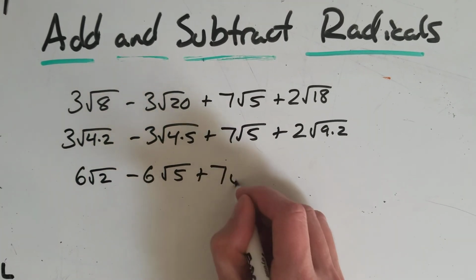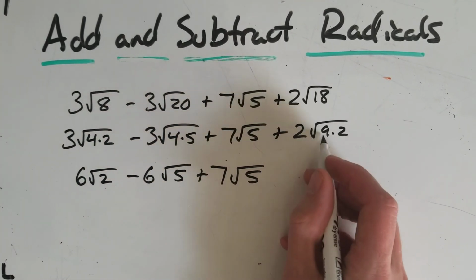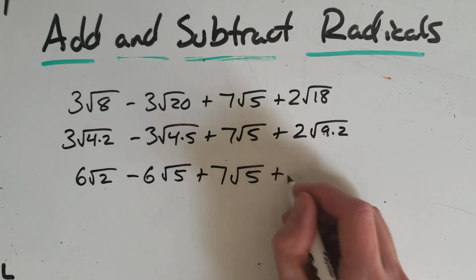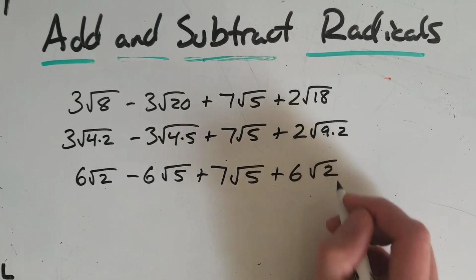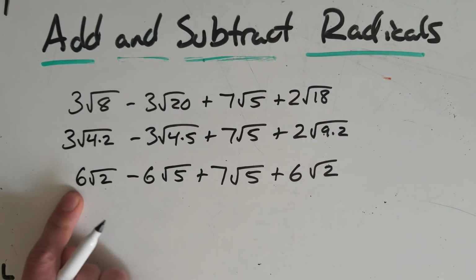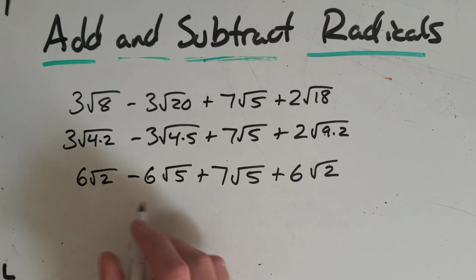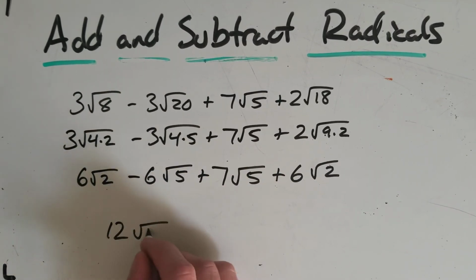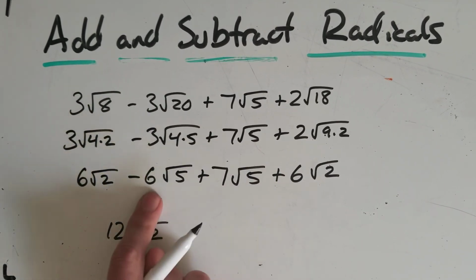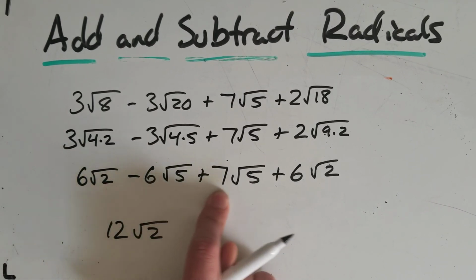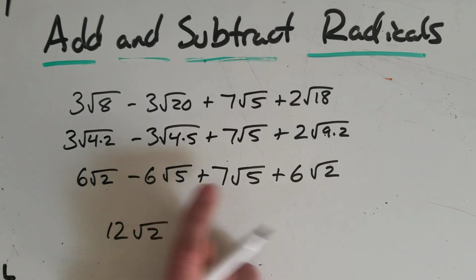Then we have plus 7 times root 5. And here you'll do the square root of 9, which will be 3 times 2, 6, and you'll be left with root 2. Our first term is 6 root 2. Any other root 2's? Our last term is 6 root 2, so we have 12 times the square root of 2. Our second term is negative 6 square root of 5 plus 7 square root of 5, same radicand.